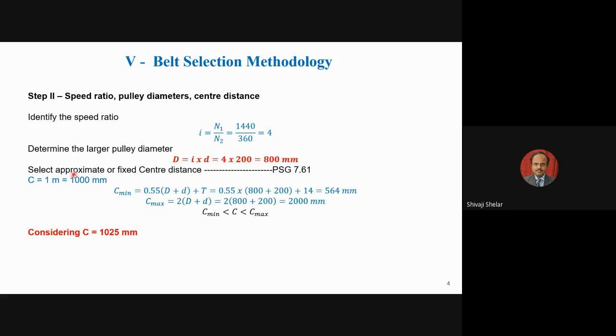In the problem statement, it is given as 1000 millimeters. We can select an approximate value around 1025 mm. You can select 1000, but that will cause a problem that I'll explain when we are solving the problem further. So let's select this value as 1025 mm. We have taken 25 mm extra. So we are taking a variable center distance of 1025 mm.